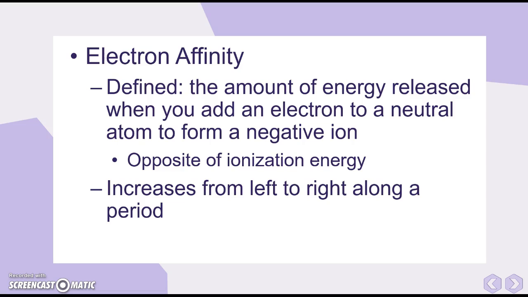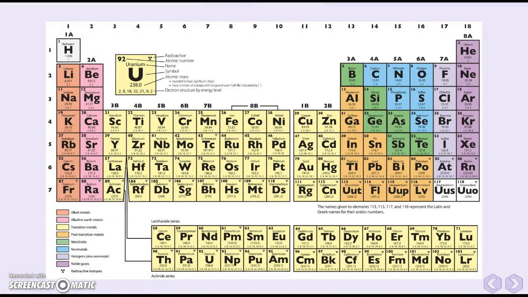Now there is an exception here, and you do need to know the exception. So this is a little bit different. Again, from the bottom left of the periodic table to the top right, electron affinity is increasing with the exception of the noble gases. And we'll talk about why the noble gases are the exception. Why do they not want to gain an electron? So let's go ahead and move on to our periodic table.